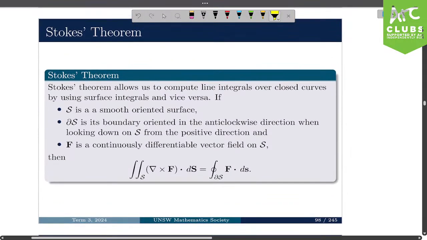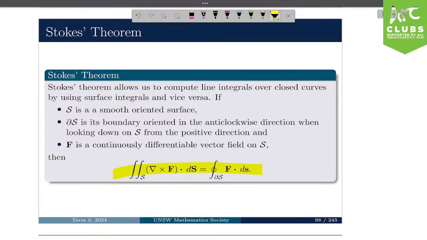This here is Stokes' theorem, or I guess Stokes' theorem in R3, because there's a million different Stokes theorems. But yeah, this is the theorem that allows us to relate the surface integral to a line integral, because line integrals are much nicer to compute, surface integrals not so much. So it allows us to jump between the two.